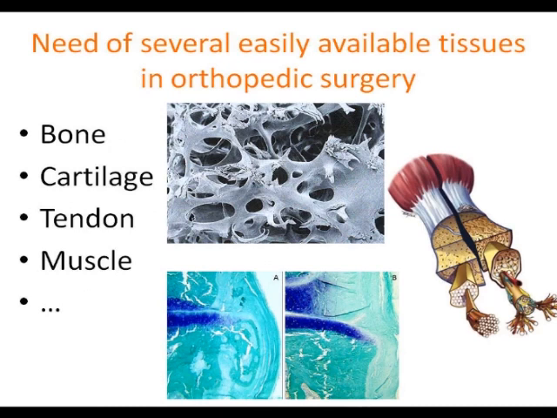So the problem is clear. In our surgery, we do need bone, we do need to replace cartilage, we need to replace and repair tendon, and we do have a huge amount of muscle lesions, not only in traumatology, but also in the sport medicine field. And I am really interested in that also. So let's start with the bone.